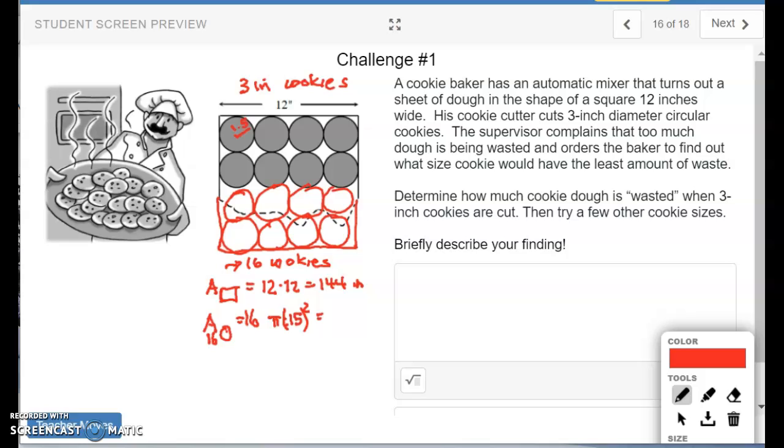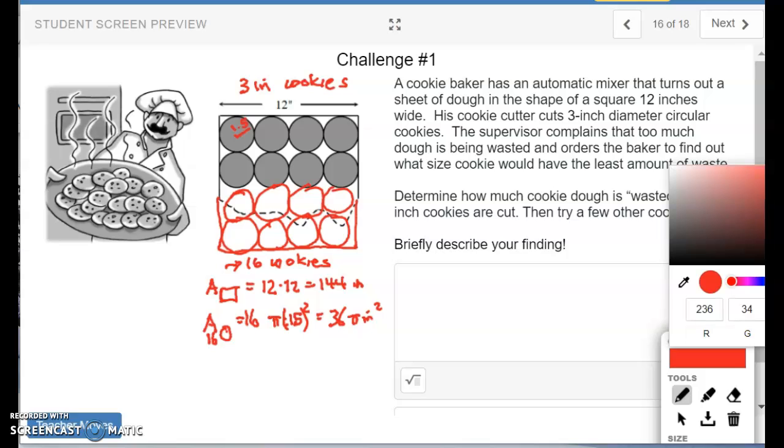If I use the calculator and leave it in terms of pi, 1.5 squared times 16 gives me 36. So it's going to be 36 pi inches squared of cookies being made, and what is remaining is 144 inches squared minus 36 pi inches squared. So that's going to be the case when you are dealing with 3-inch cookies.